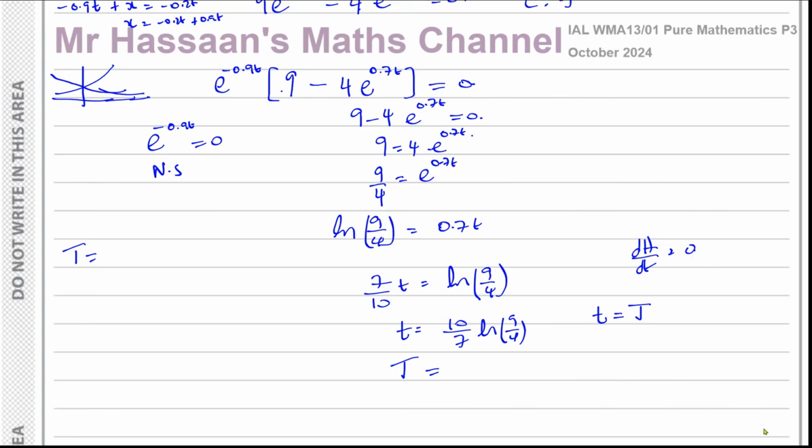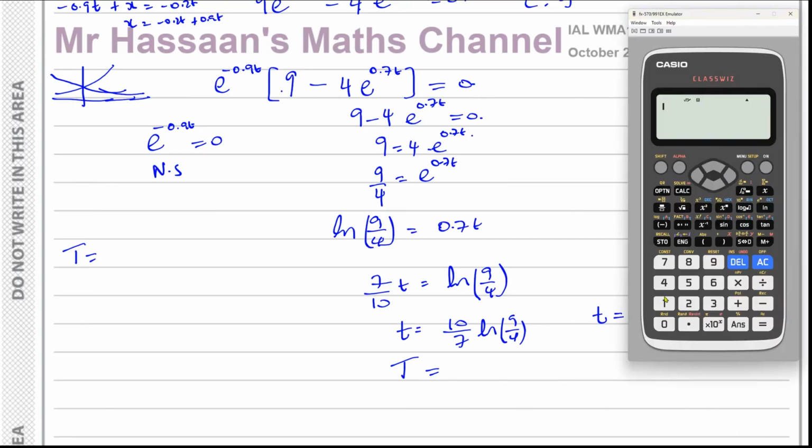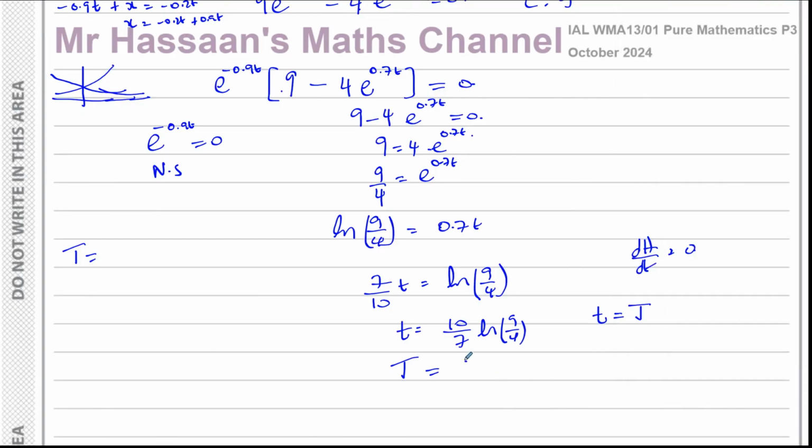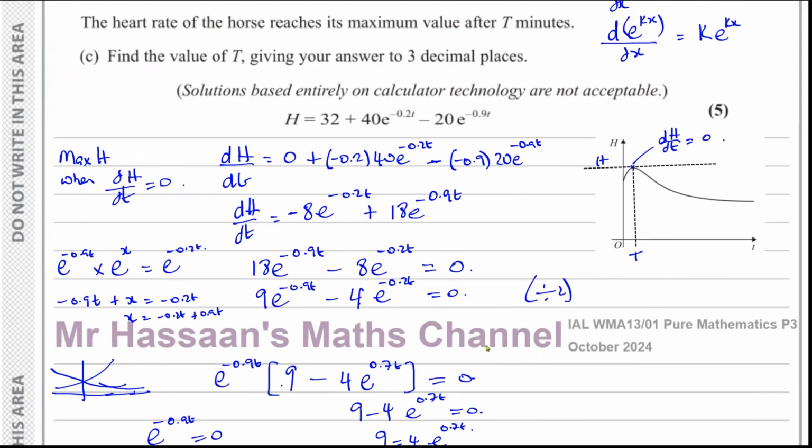So we'll take a calculator. We have 10 over 7 times the ln of 9 over 4, and that gives us 1.15847. To 3 decimal places, that's going to be 1.158. And that was in what units? Minutes.